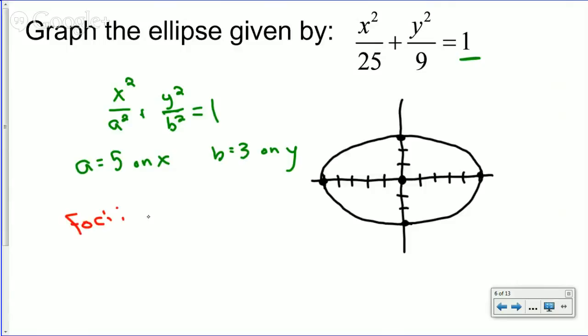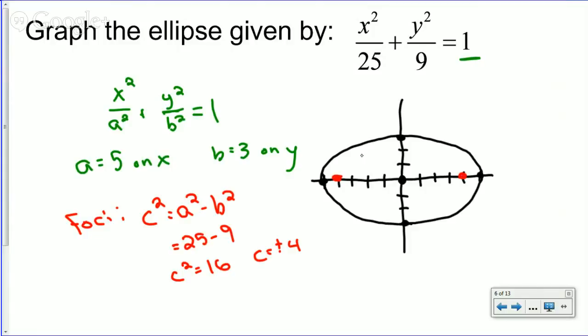So we need to find c. c squared equals a squared minus b squared. So a squared is 25 minus 9, so c squared equals 16, so c is plus or minus 4. That means you're going to go minus 4 and plus 4, and there's your foci. Meaning if I take any point on the ellipse, and take the distance to this focus plus the distance to that focus, I actually get the major axis length.